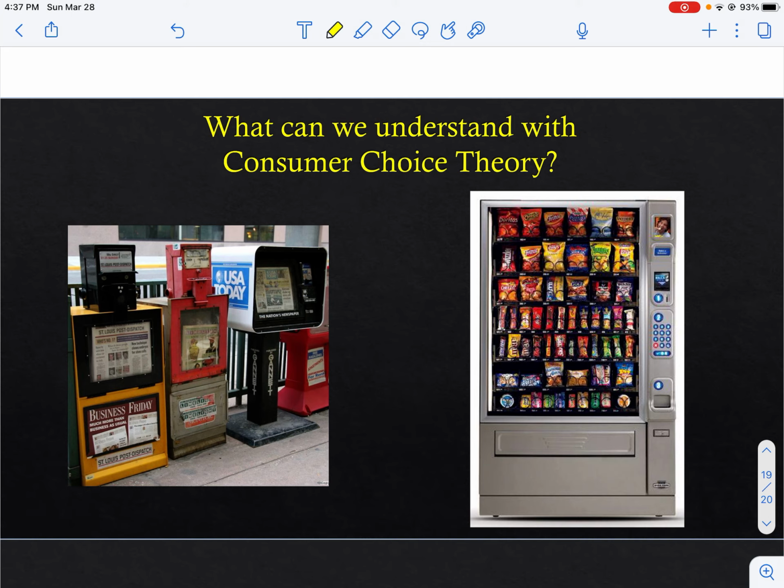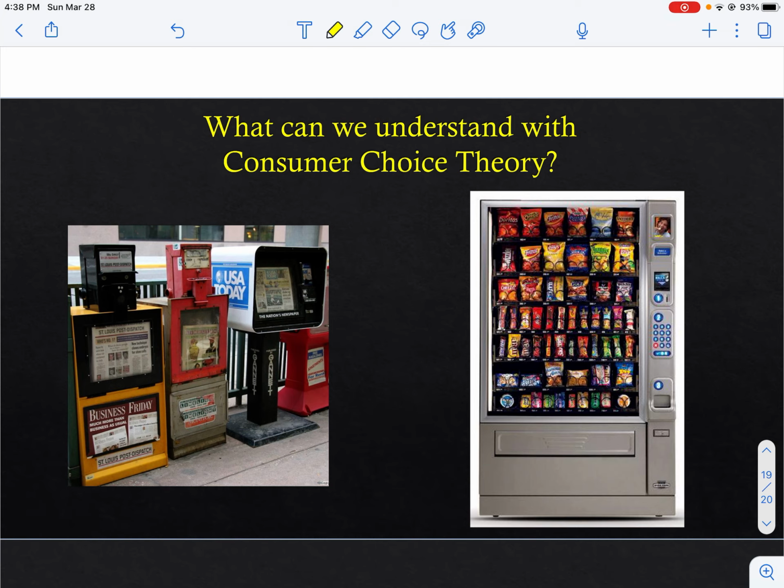Why are newspapers and sodas and snacks sold in different kinds of machines? Now, I realize there's not a lot of newspaper vending machines out there anymore, but hopefully you recognize them. You put your money in and that unlocks the door. You open the door and then you grab a paper off the stack, right? Could you take more than one newspaper? You could.